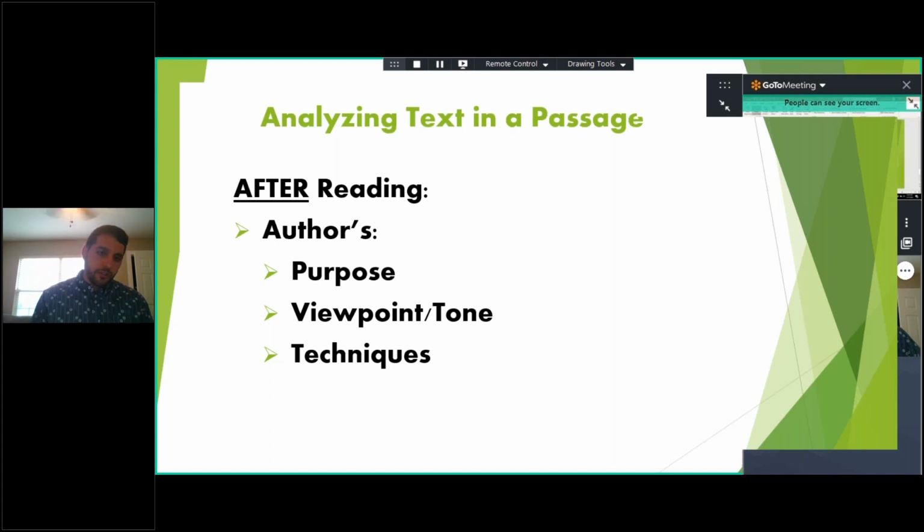Then finally, the author's techniques. So we've talked about similes and metaphors, but just generally, kind of what text and what features of text does the writer use to help you learn about the topic? And kind of what techniques help you understand the ideas? And what other techniques did the writer use? So these are really just questions that you want to ask kind of after you've already read.